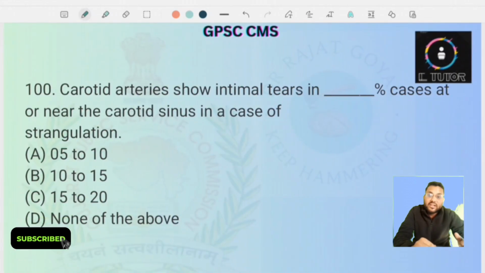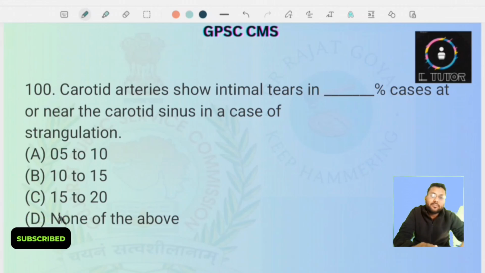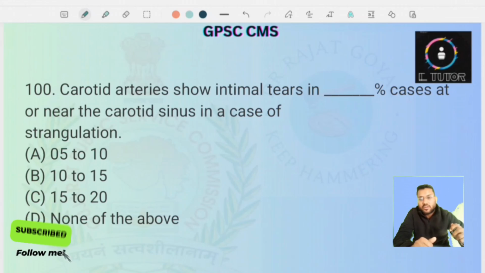Carotid arteries show intimal tears in dash percent cases at or near the carotid sinus in the case of strangulation. So whenever there is a strangulation, there are 10 to 15% cases in which intimal tears are present in the carotid arteries. So this is a direct fact based question only. So answer will be option number B, 10 to 15%.